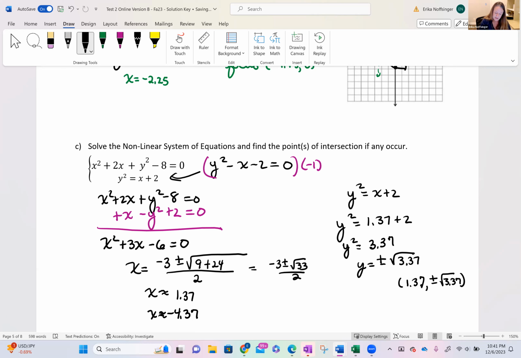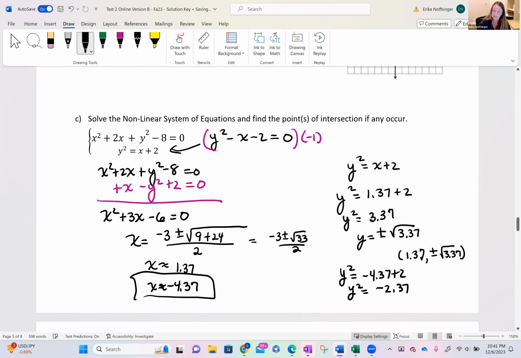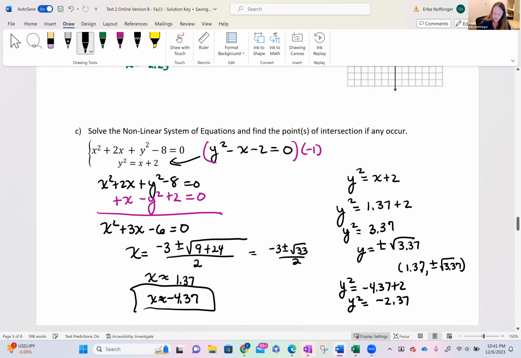So doing the same thing, we would look at this negative 4.37. We would have y squared equals negative 4.37 plus 2. I can see I'm going to have some problem because I'm going to have a negative number here, negative 2.37. And when I take the square root of both sides, it's not a real number.